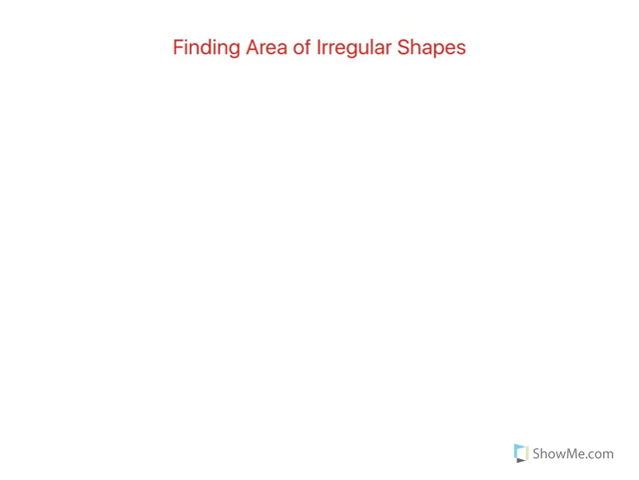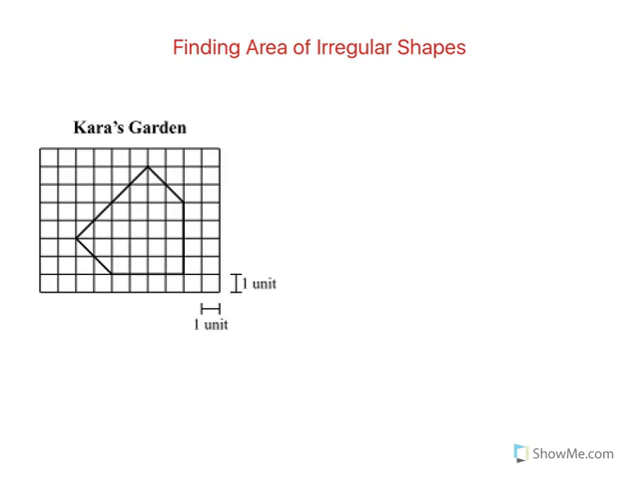So we're going to get started with the following shape. I'm going to start with a shape that's on a grid, and when I look at this shape, I count up the sides and I notice there's 5 sides to Kara's garden that we see here. And I know a 5-sided shape is a pentagon, which isn't necessarily an irregular shape, but it's not a shape that I know necessarily how to find the area of. So there's several steps to finding the area of an irregular shape.